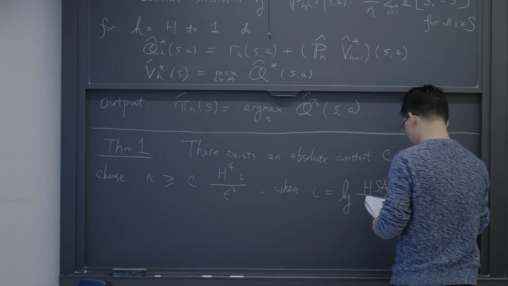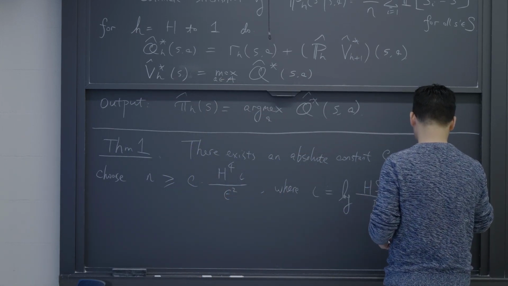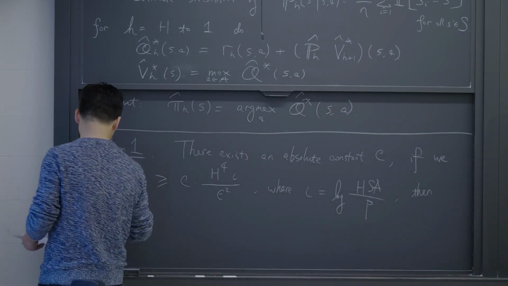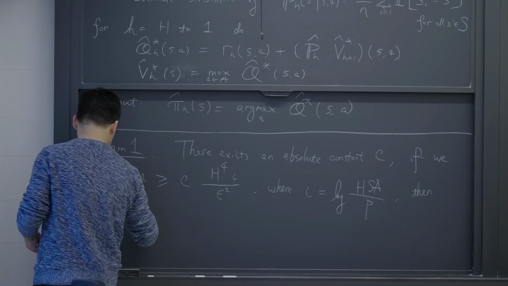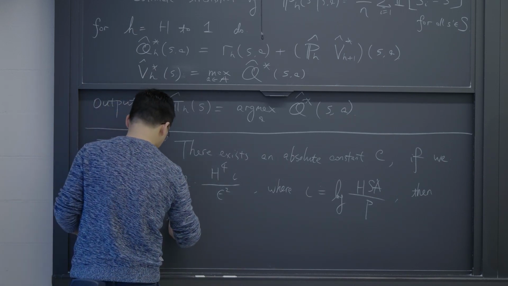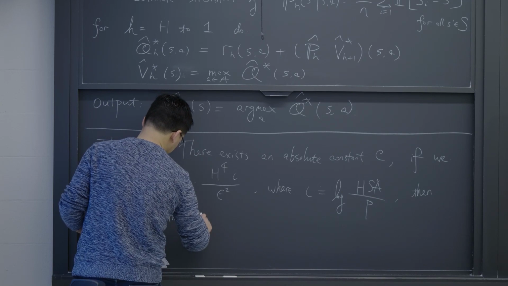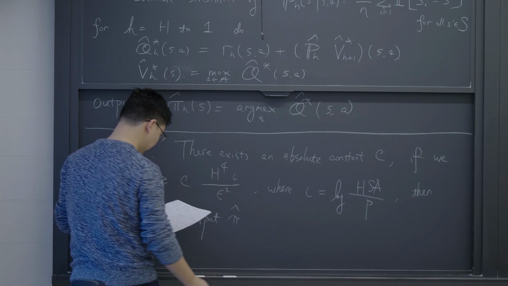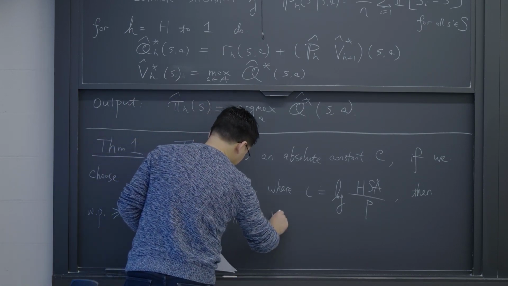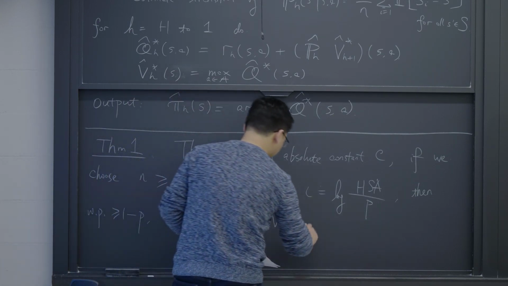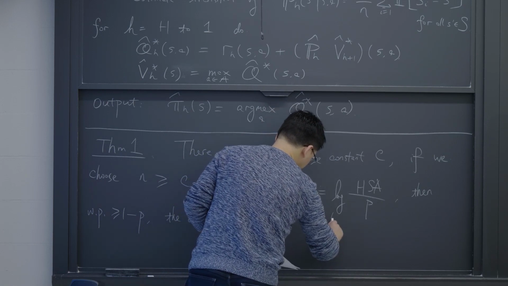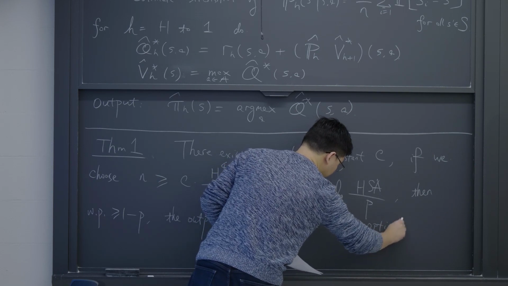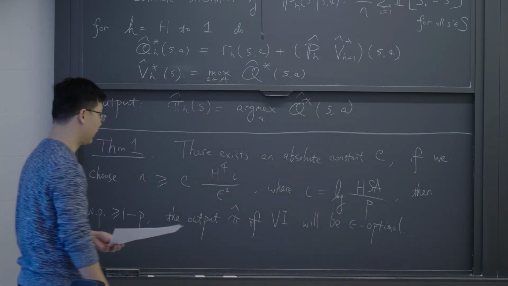Okay. Then, with probability at least 1 minus P, the output pi hat of value iteration will be epsilon optimal.